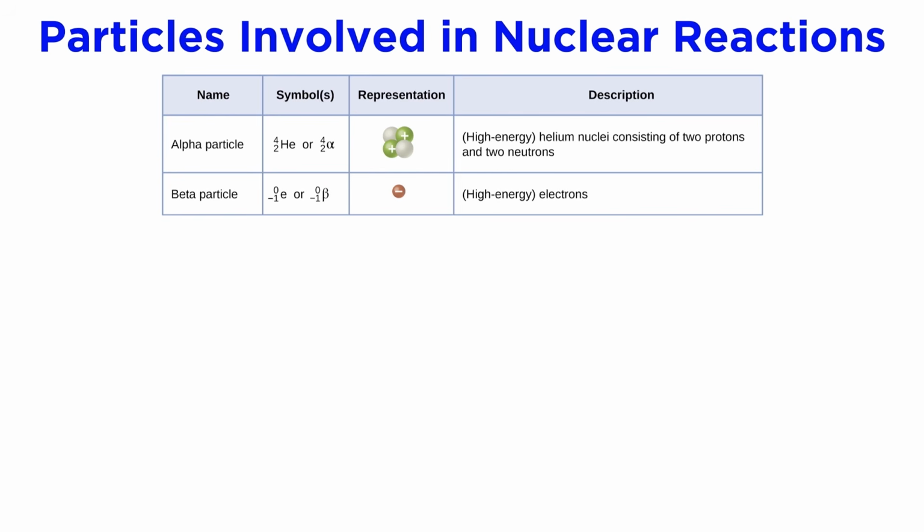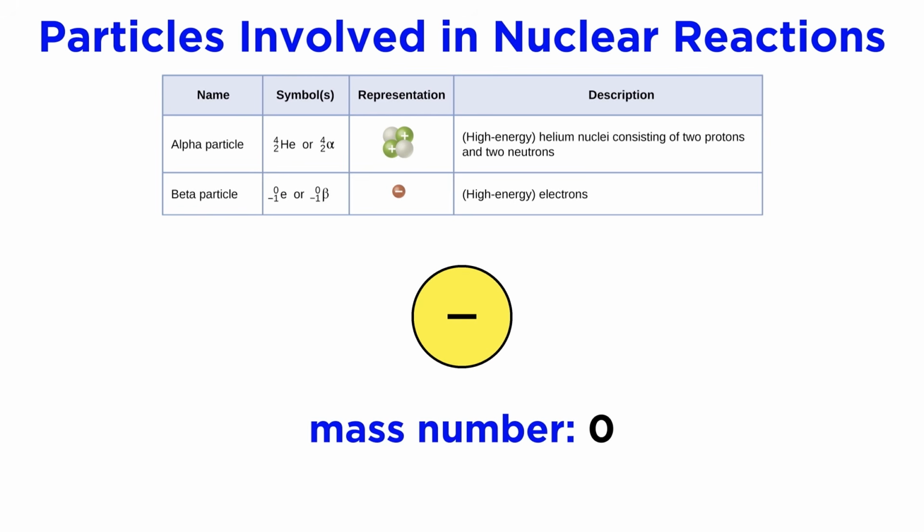Next is the beta particle. These are high-energy electrons, and we can represent them with either a lowercase beta or an e for electrons. Note that the mass of the electron is negligible, so in the nuclide symbol we put a 0 for mass. However, we put a -1 for atomic number because it will cancel out a positive charge from a proton.